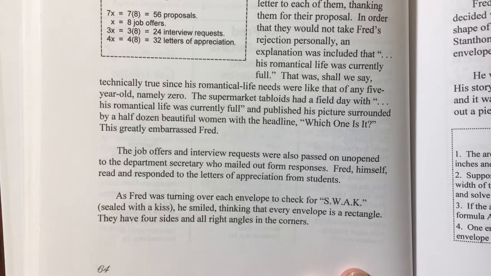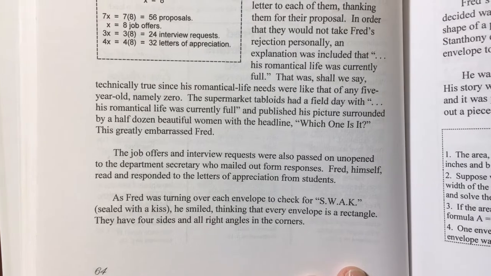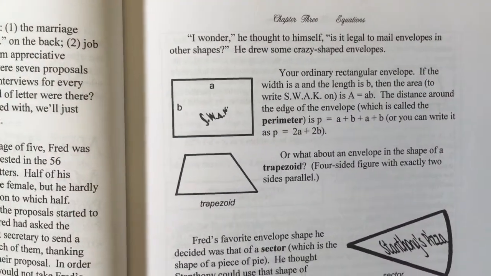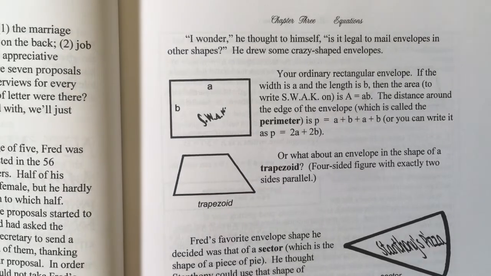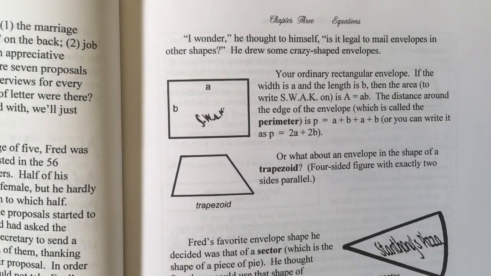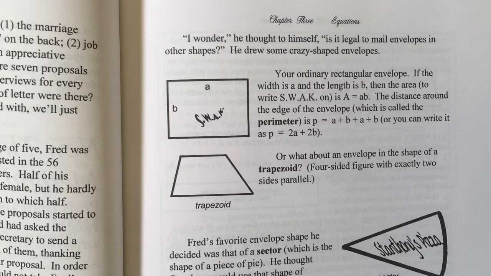As Fred was turning over each envelope to check for SWAK, sealed with a kiss, he smiled, thinking that every envelope is a rectangle. They have 4 sides and all right angles in the corners. I wonder, he thought, is it legal to mail envelopes in other shapes? He drew some crazy shaped envelopes.